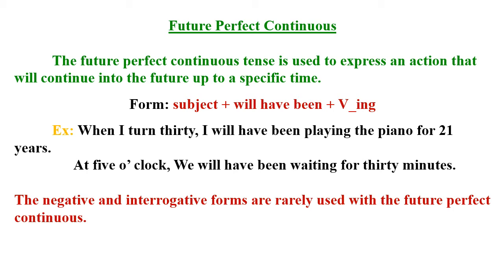In this sentence, the subject is we. Why is we the subject here? Because the action of waiting is done by the subject we. So that is the subject. And after the subject, we write the helping verb will, have, been, followed by the verb wait in its ing form, waiting. And we have a sentence in future perfect continuous tense. At 5 o'clock, we will have been waiting for 30 minutes.